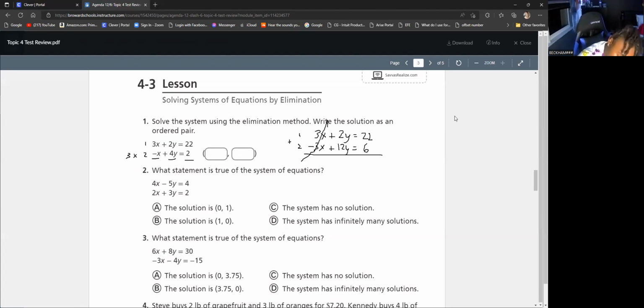Okay, what's 2y plus 12y? When we add these two, what do we get? 14y. See, that's the elimination right there. We eliminated the x. So 14y equals what? 22 plus 6, how much? This is a 22 here. 22 plus 6 is 28, right? So 14y equals 28. So what's y? Oh, 28 divided by 14. Which is what? 2. There's your y.